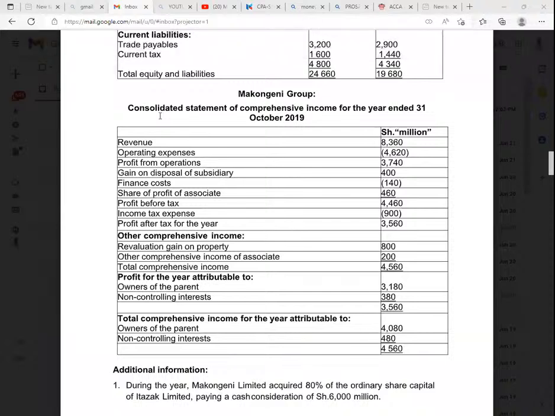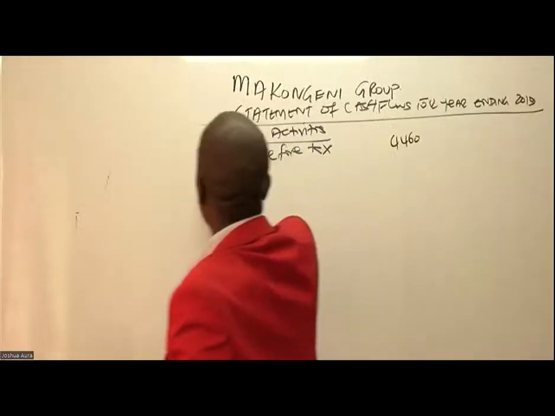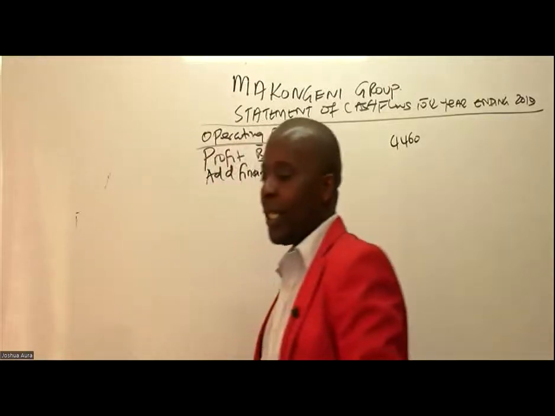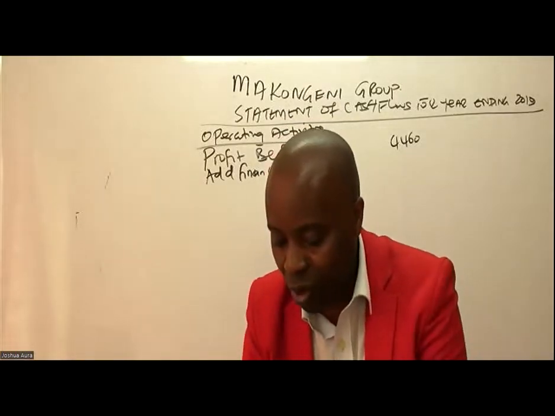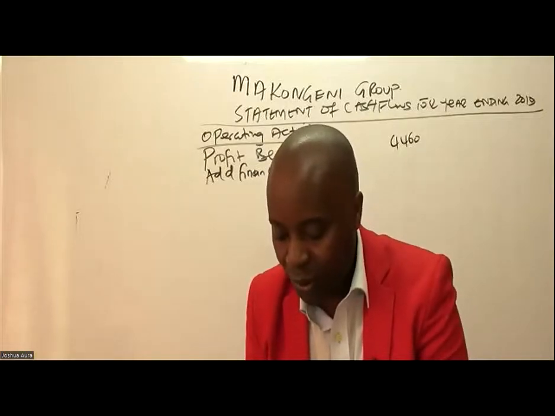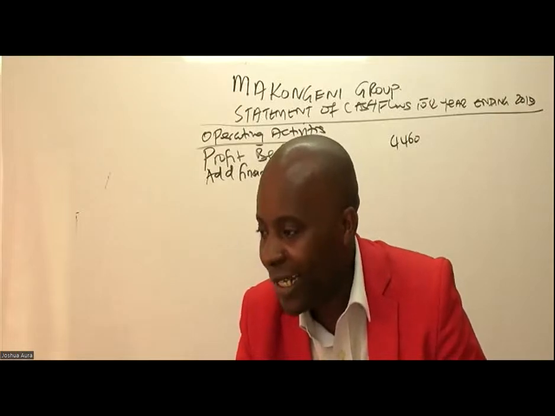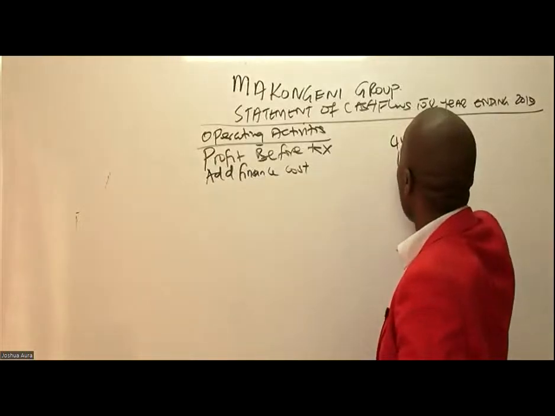So 4460, the first thing that I'll come and add back is the finance cost. I have only 20 minutes, but I'll be able to finish this very well. So add the finance cost. Are you able to see the finance cost in this question? I know you have the paper. The interest, basically, finance cost 140. We are adding it back. So add the finance cost of 140.